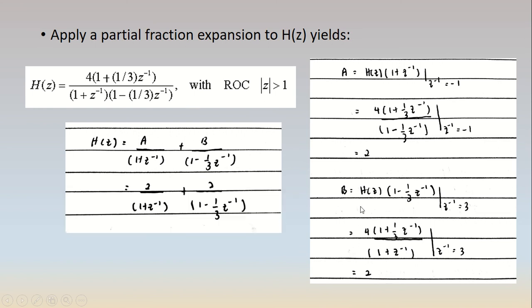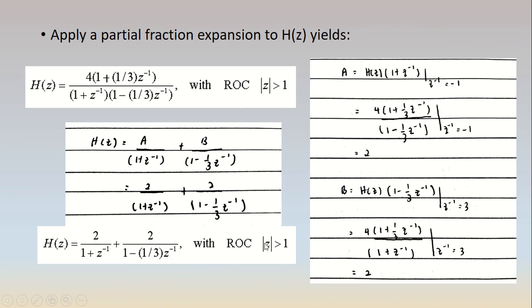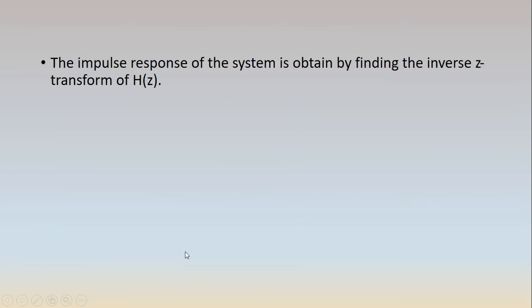So just substitute the values of A and B into this equation. You get H(z) equal to 2 divided by (1 + z^-1) plus 2 divided by (1 - 1/3 z^-1). So this result is shown in the slide. It is proven; my answer is the same as in the slide. Okay, next.